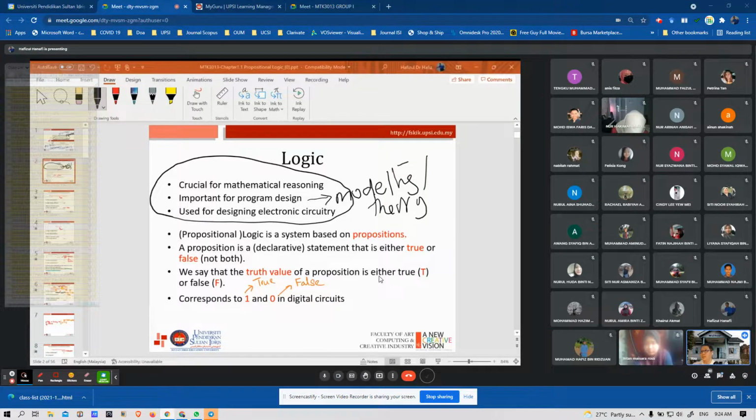Okay, what are the types of propositional logic? There are many. We have negation, we have conjunction, which we will look at and discuss. And then we also have conditional and biconditional. Later in this chapter, I will explain to you all.